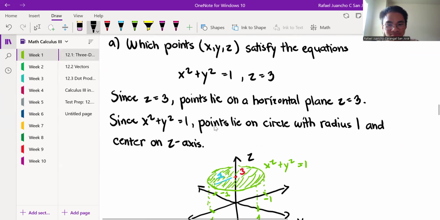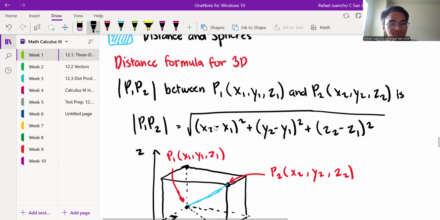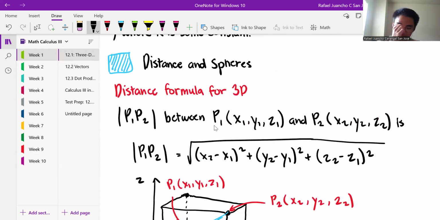Well, let's look at it. So we actually have a distance formula that we discussed in pre-calculus or even algebra, right? Where you're given 2 points and you want to find the distance between those 2 points, right?